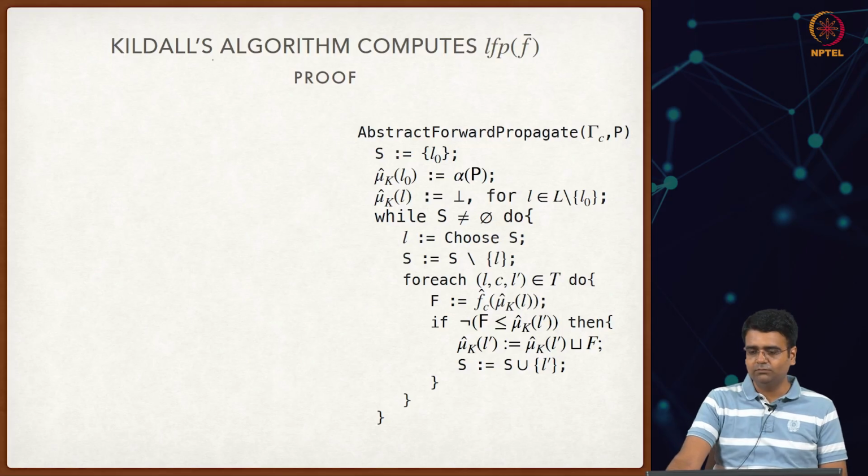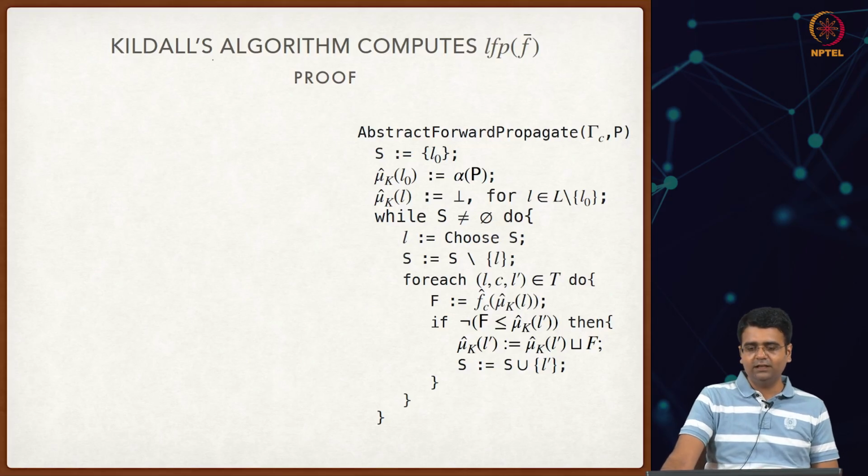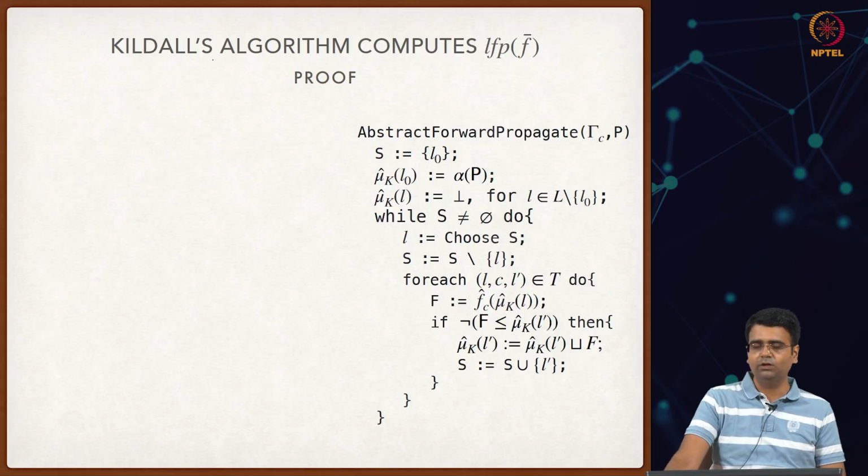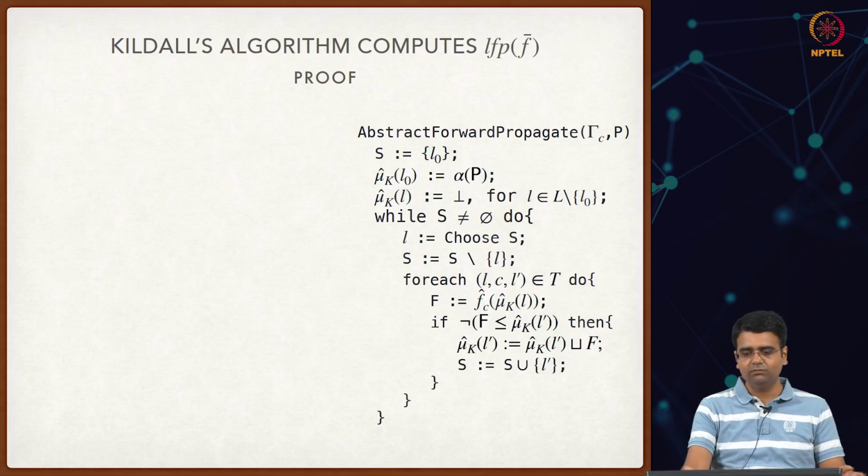So now we are going to link whatever is computed by Kildall's algorithm with this particular least fixed point of f bar. We will show that in fact this mu hat k, that is computed by abstract forward propagate, is actually the same as LFP of f bar. So this is the abstract forward propagate algorithm, or Kildall's algorithm.